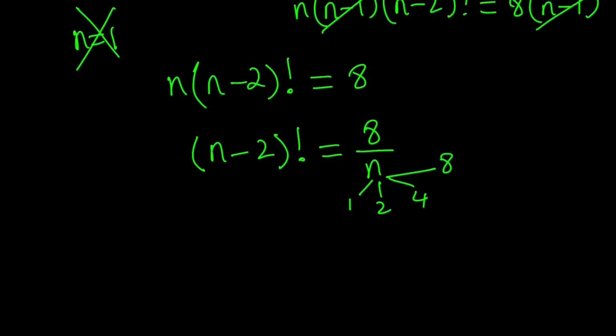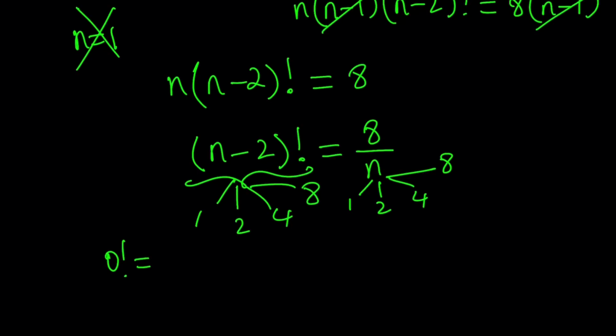So how do you find n from here, or which one is going to work? Well, if n is 1, then n minus 2 factorial is going to be 8. So this is also true for n minus 2 factorial. It can be 1, 2, 4, or 8. But think about all the factorials. Like 0 factorial is 1. 1 factorial is 1. 2 factorial is 2.